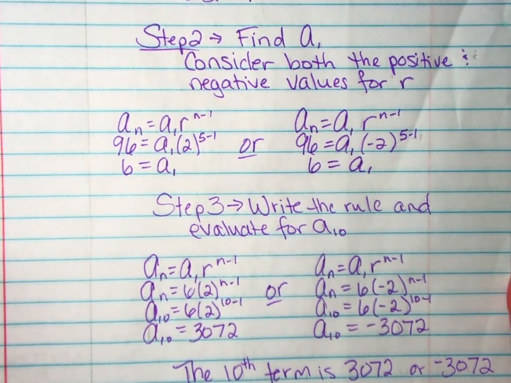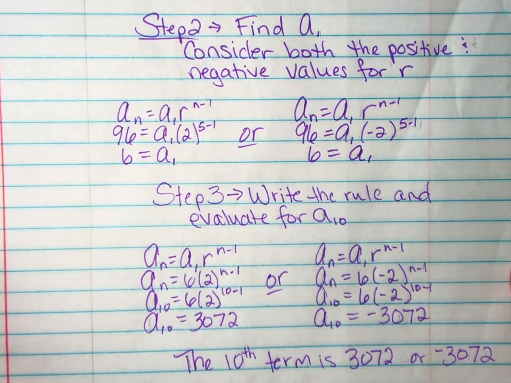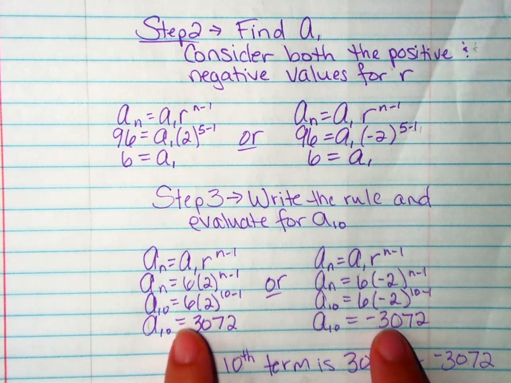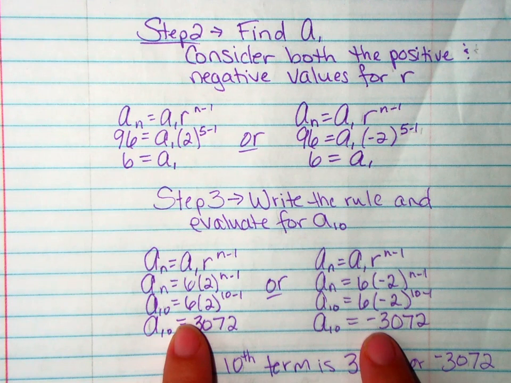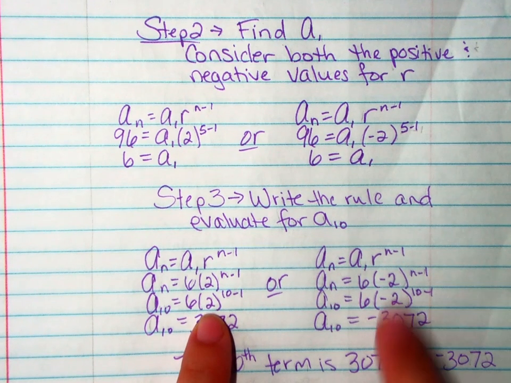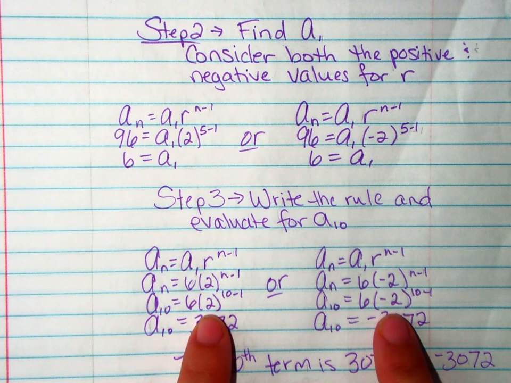All right, step 3 is to write the rule and evaluate. So what they want is the 10th term. So I am going to use two different sides again because I'm going to use my positive 2 as my common ratio and my negative 2 as my common ratio.